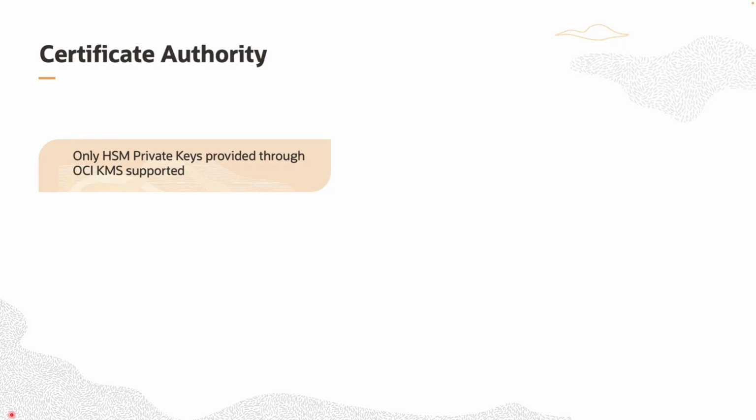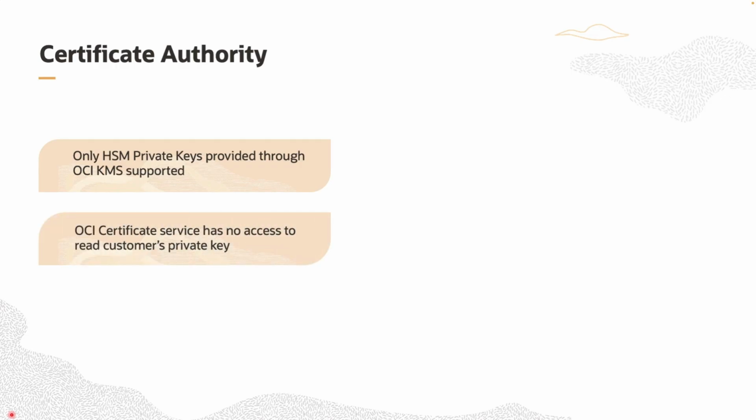Next, when creating a certificate authority, the service only accepts a hardware security module private key, that is, an HSM key, provided by the OCI Vault service. The Vault provides an asymmetric key, and that is located in the customer's tenancy. This is the best security posture, as we want to ensure your certificate authorities do not get compromised and are always protected. The certificate service itself does not have access to your private keys, ensuring the keys are always secure.